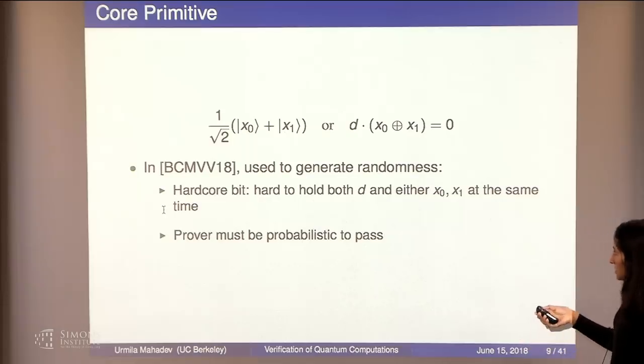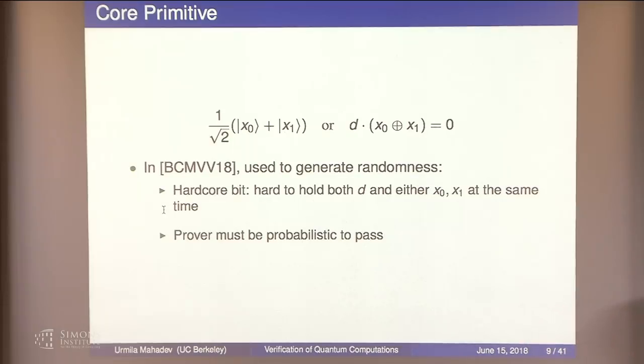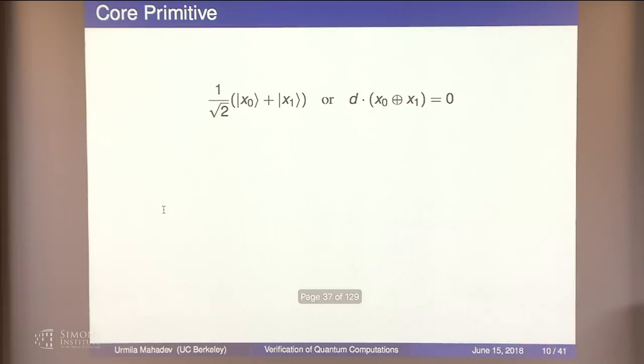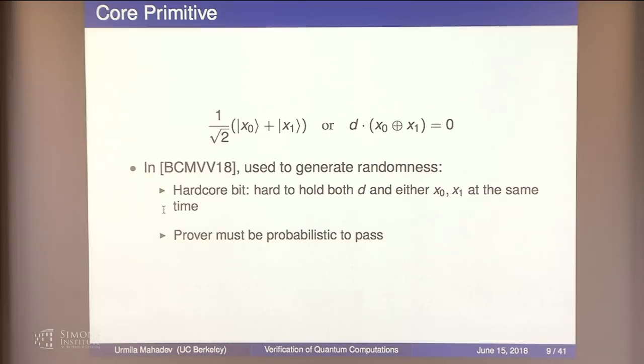Okay, so that's how the setup was first used. And now I'll be using a similar structure, but I'll be using it for verification instead. What you mean by hardcore bit is that if the prover were able to learn both, then he could just get the pre-images or just find claws. We don't quite prove that he can find a claw, but we're just proving that it's hard for him to hold both. So what we show is that if he holds both, he can violate some learning with errors assumption.